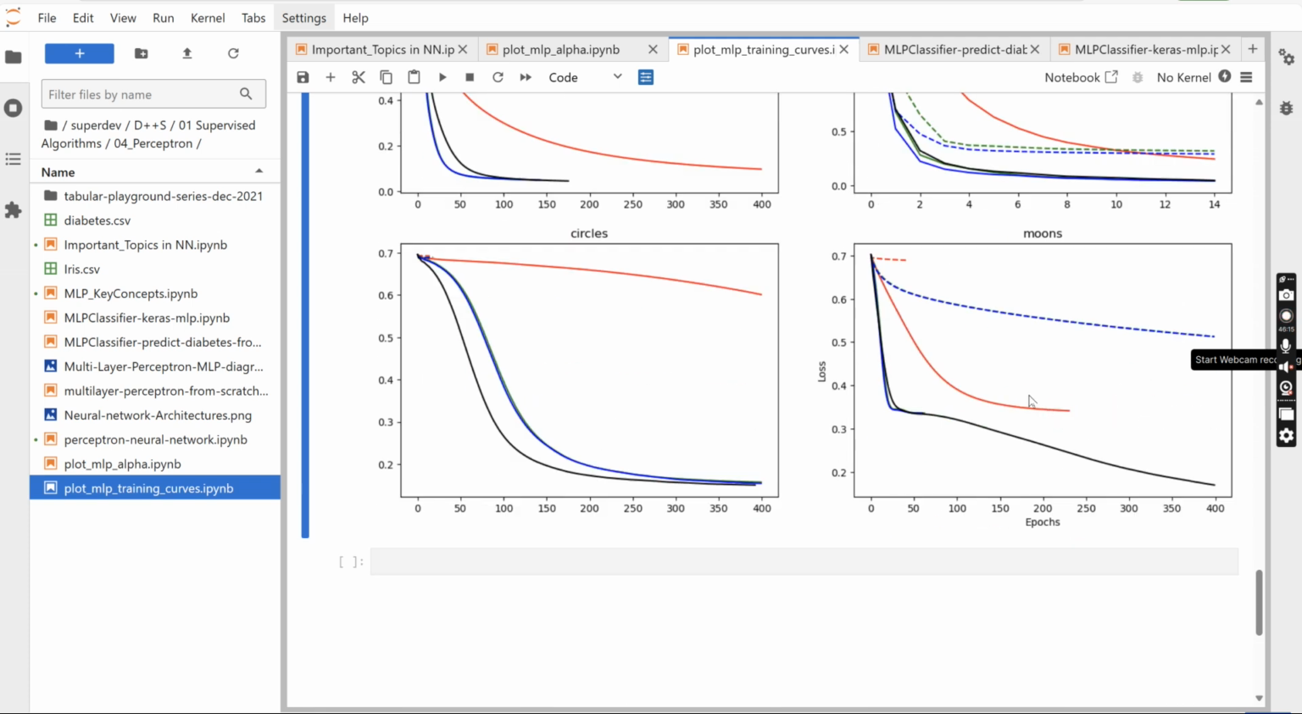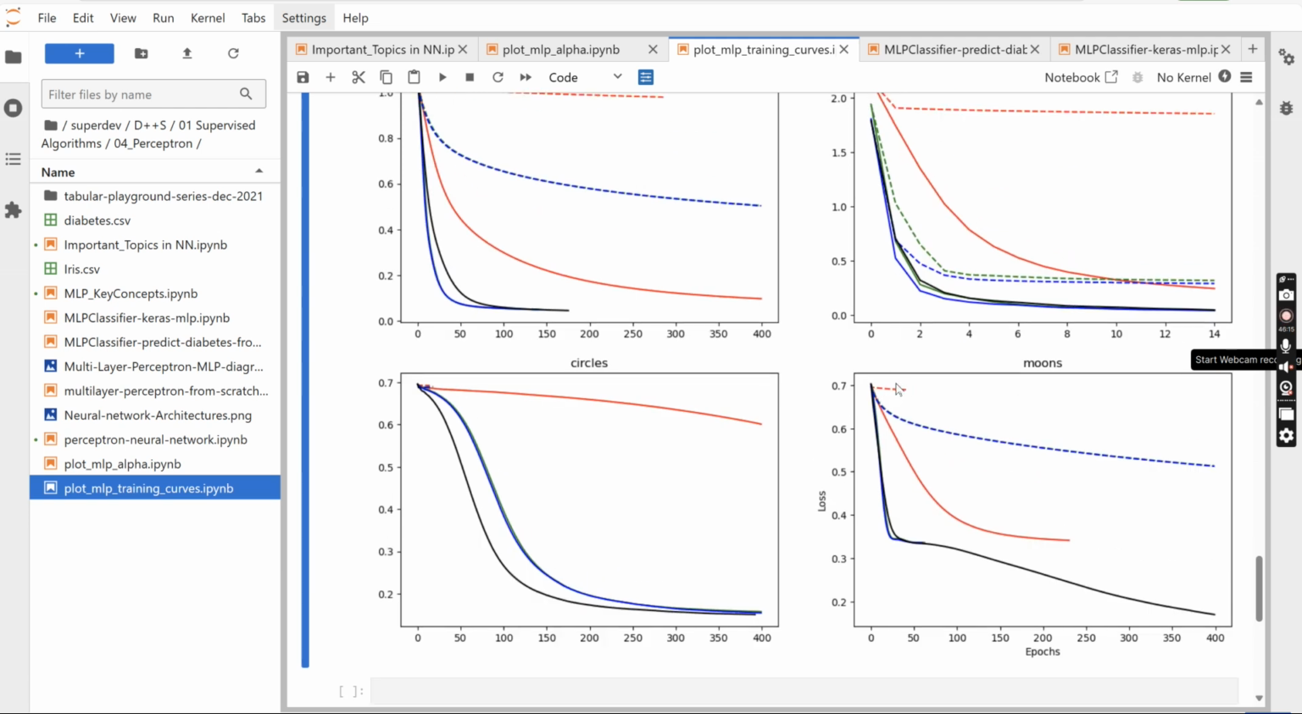Here also there is early stopping for the red line. Notice it is not able to decrease the loss, hence it is stopping the complete training process. Same is for the blue line here. It is not able to decrease the loss, so it stopped the training here. So this is called early stopping. This is also early stopping. It is unable to decrease the loss.